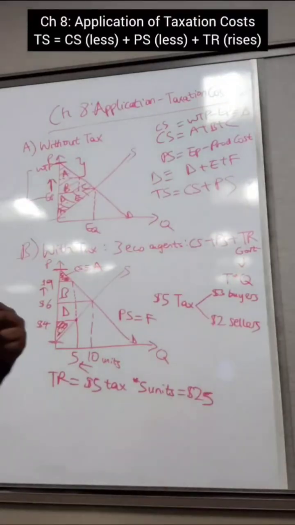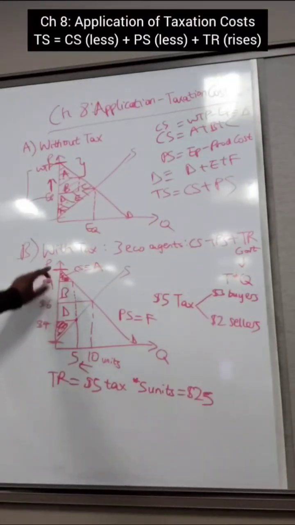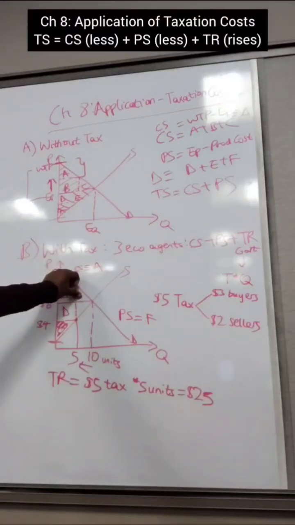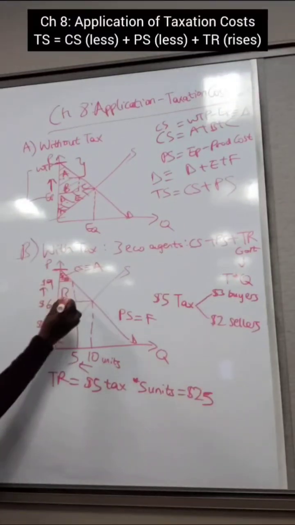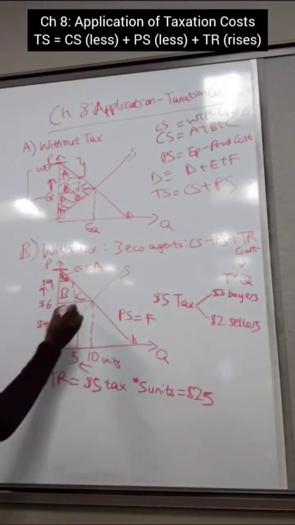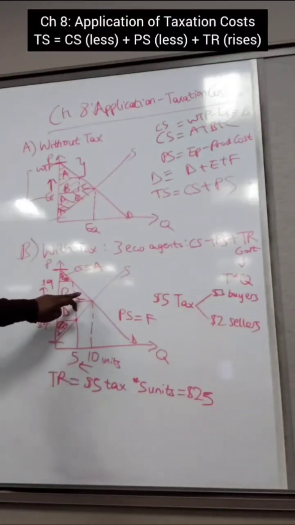But how much producer surplus has been lost? By the time you calculate this C, this part which was initially called C, is the consumer surplus that was lost.